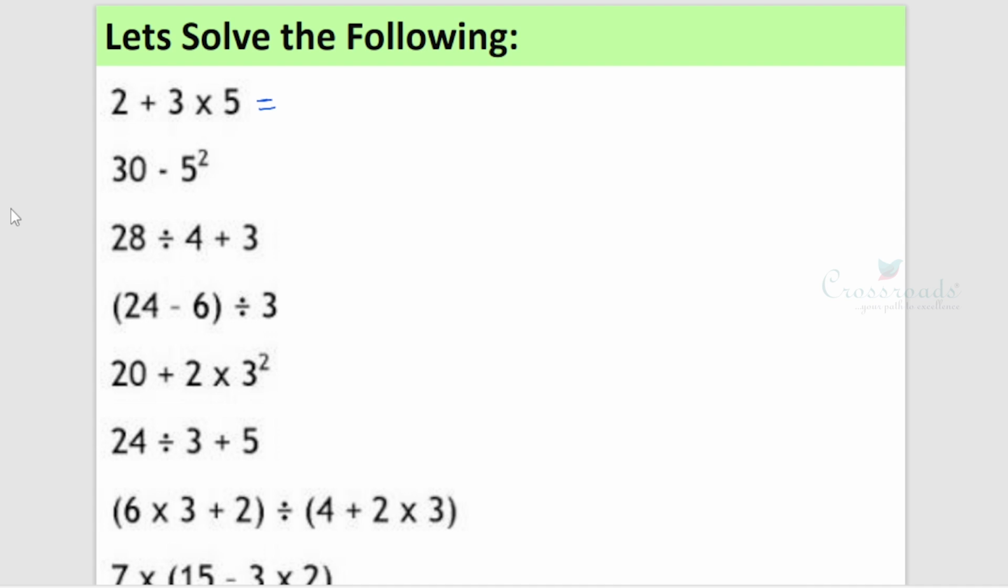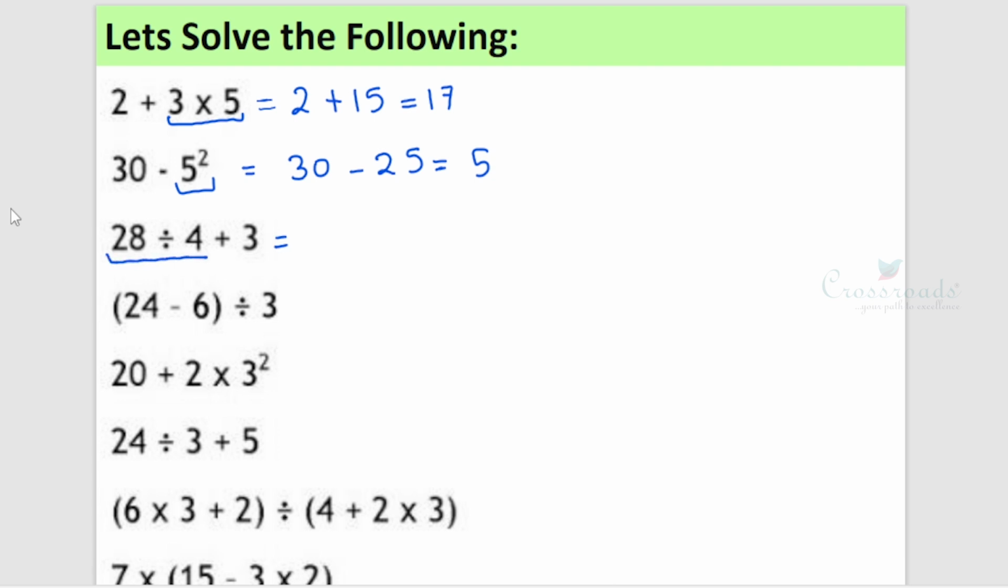The very first sum says 2 plus 3 into 5. So first we solve the multiplication part. So 2 plus 15, the answer is 17. Going to the second sum, we have 30 minus 5 square. So we first solve the exponential part. So 30 minus 25, the answer will be 5.